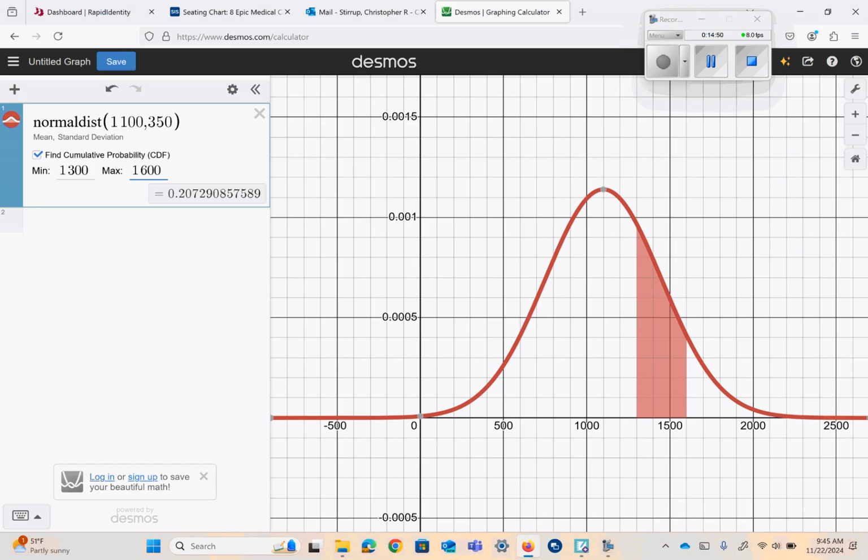All right, number 9. Number 9 is the trickiest of all of them because you have to kind of be wise about this. It says the middle 80% are given a fruit basket. What are the cutoff values for the middle 80%?